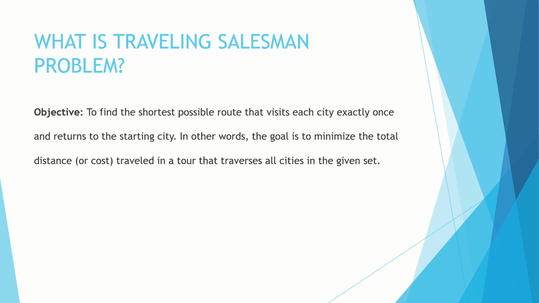Let's look at the objective: to find the shortest possible route that visits each city exactly once and returns to the starting city. In other words, the goal is to minimize the total distance or cost traveled in a tour that traverses all cities in the given set.